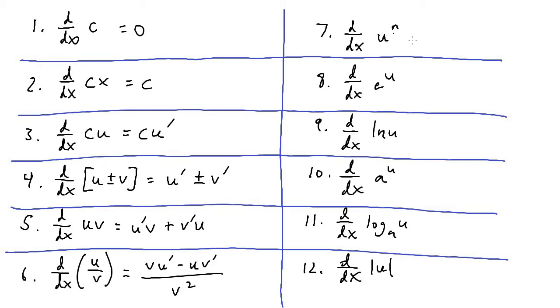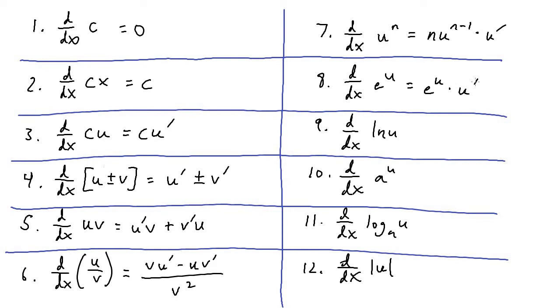Remember, this is just going to be the power rule combined with the chain rule, where we bring the power down, keep the inside function the same, subtract the power by 1, and then multiply by the derivative of the inside function. Now for number 8, the derivative of e raised to some function u is going to be e to the u times u prime.